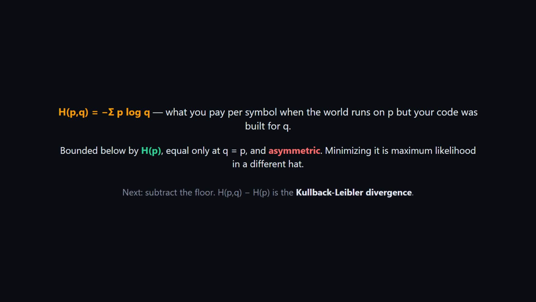Next, subtract the floor. That excess, H of P, Q, minus H of P, is the Kullback-Leibler divergence, a direct measure of how wrong Q is.